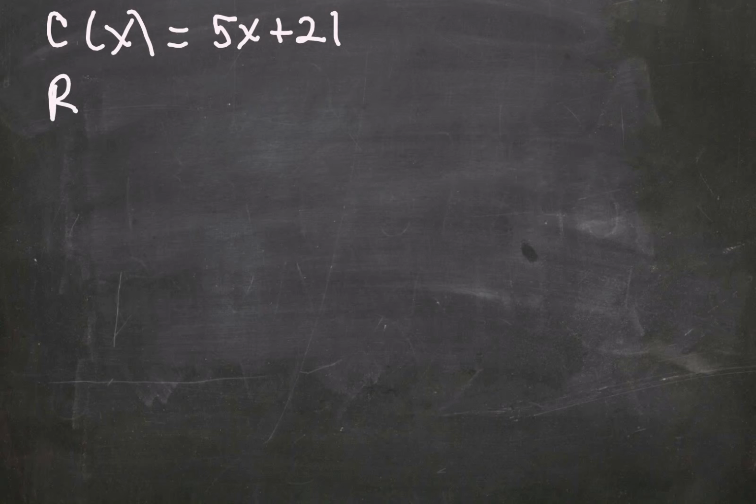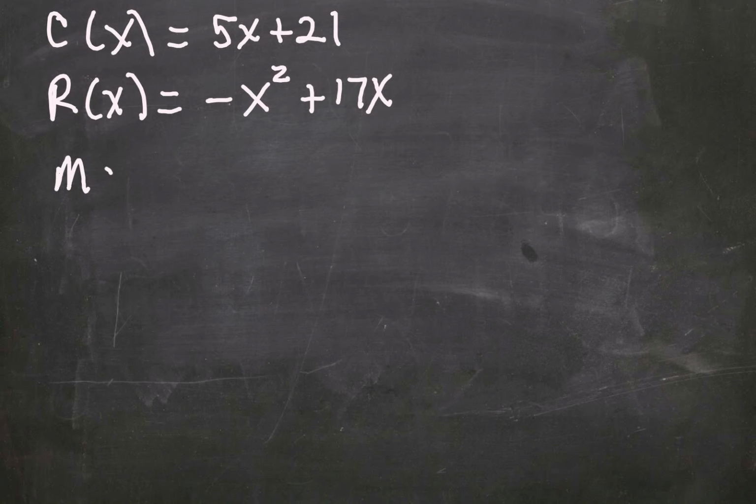Okay, we're looking at a question, and it says let our cost function equal 5x plus 21, and that's going to be the cost function to produce x units of a product. Our revenue function is going to be negative x squared plus 17x, so that's the revenue for this function. And I want you to find the maximum profit. So we're looking for the maximum profit.